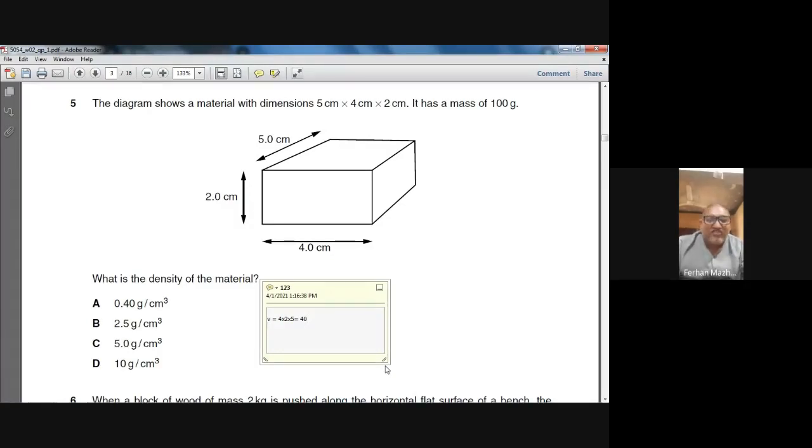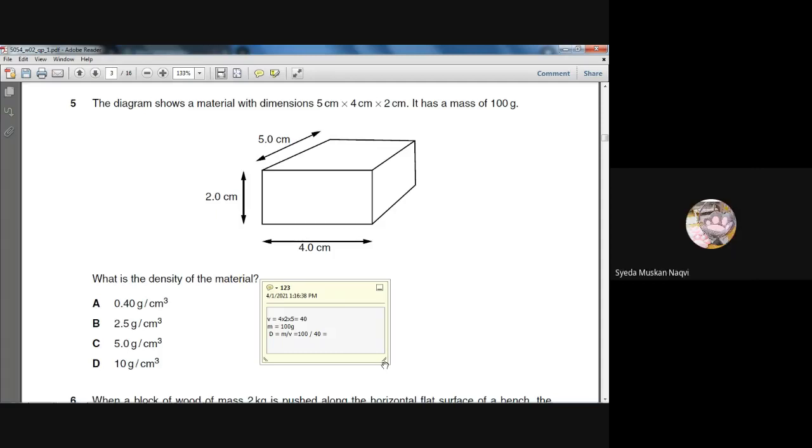The mass is how much? The mass is given, that's 100 gram. And I can find the density. The formula is very simple. Density is equal to mass divided by the volume. So it will be 100 gram divided by 40 cubic centimeters. What is the answer? 2.5. So the answer will be 2.5 gram per cubic centimeter.